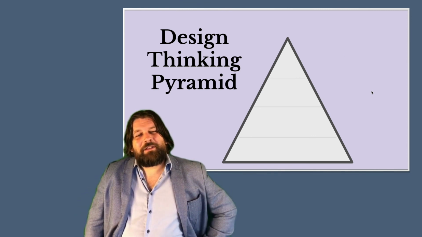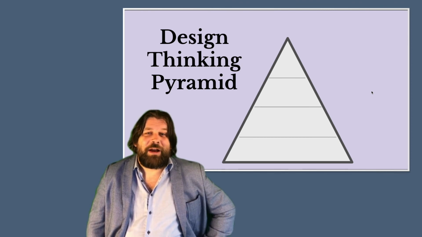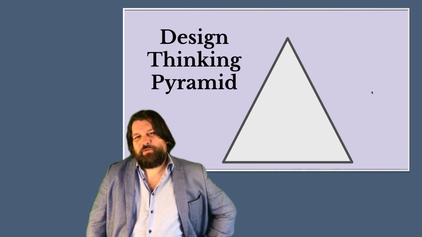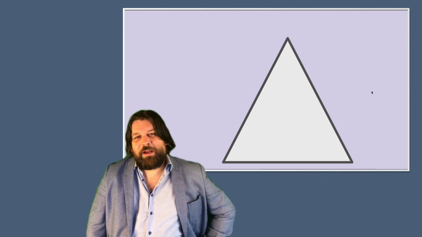Now, this has been an example of how to use the design thinking pyramid in practice. Now we're going to remove the partitions in the triangle. We're going to remove the lettering. Now it's just a triangle again. We're back to where we started.